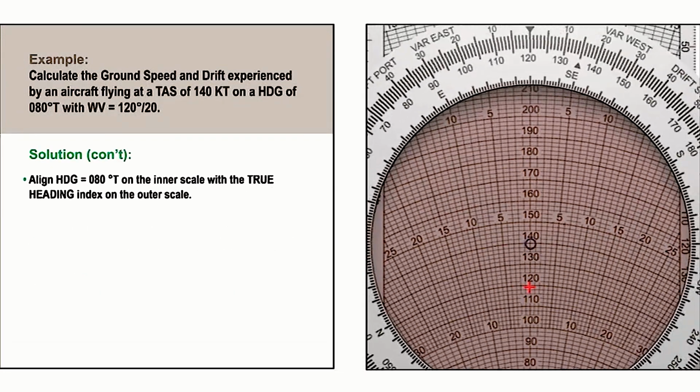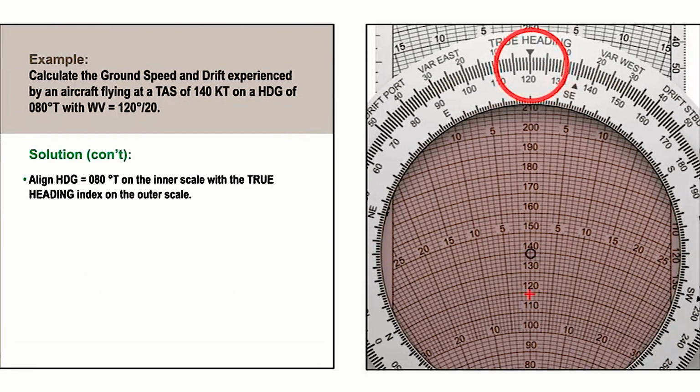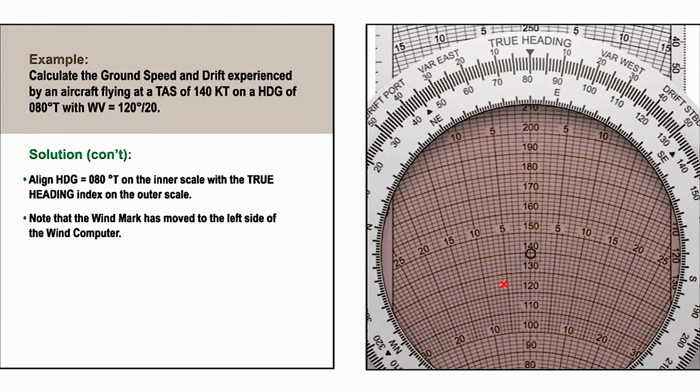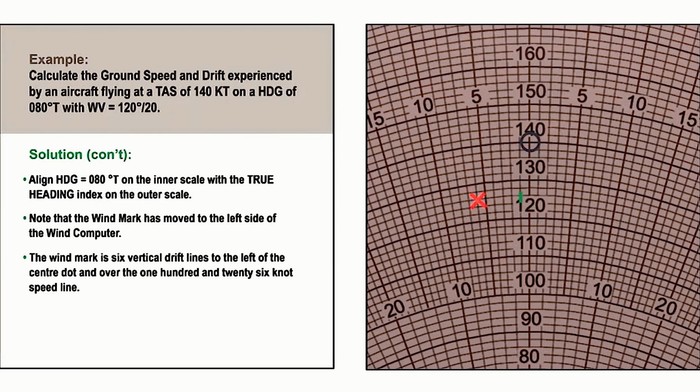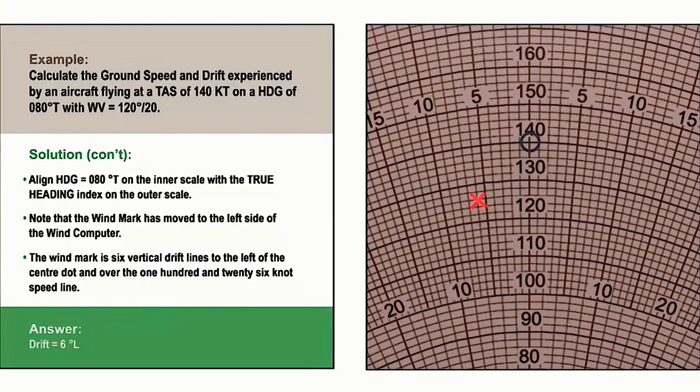Now, align the heading of 080 true on the inner scale with the true heading index. You will see that the wind mark has now moved to the left side of the wind computer's centre line. You can now see that the wind mark is 6 vertical drift lines to the left of the centre dot and over the 126 knot speed line. Therefore, on this heading, the wind has given us 6 degrees of left drift and a ground speed of 126 knots.